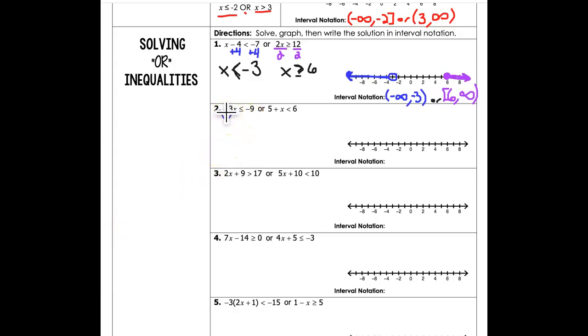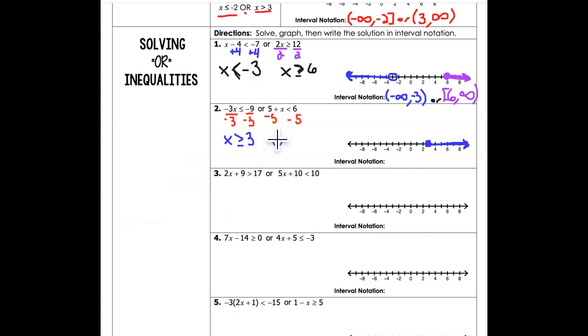Number 2, same idea. So we start by dividing both sides by -3 for this first one. Remember, I'm dividing by a negative, so now I have to flip my sign. So I have x is greater than or equal to negative divided by negative gives me a +3. I can graph that one. I go over to 3 on my number line, fill in my circle because it's underlined. We go to the right forever because now we had to flip the sign. We want x to be greater than or equal to 3. And then for the second one, start by subtracting 5 from both sides.